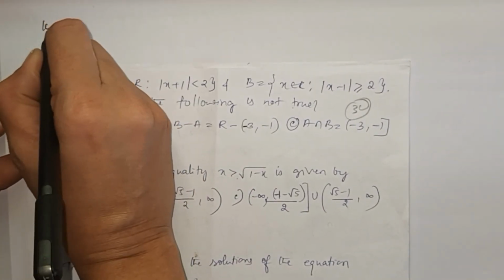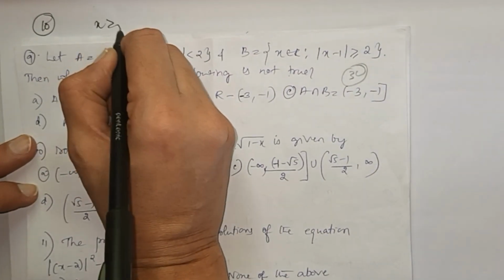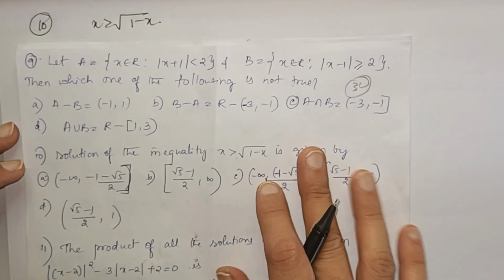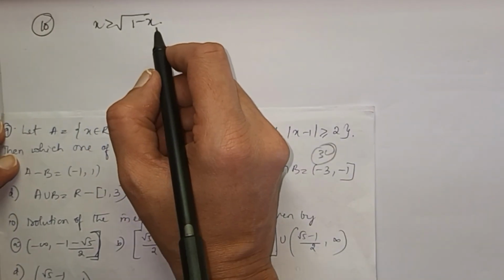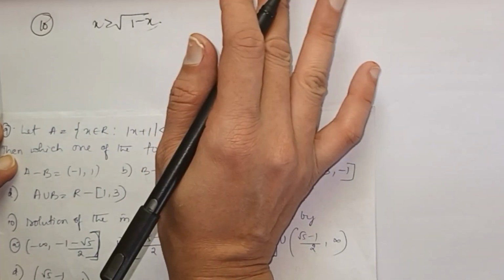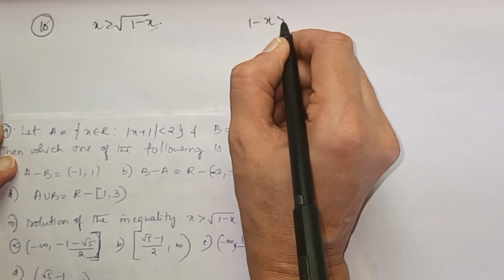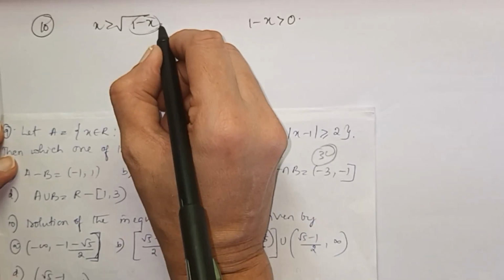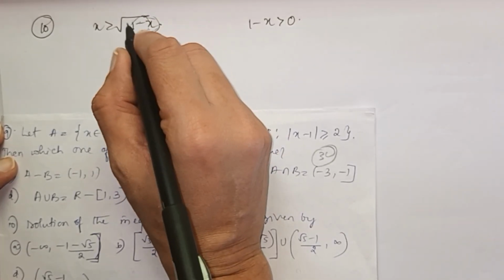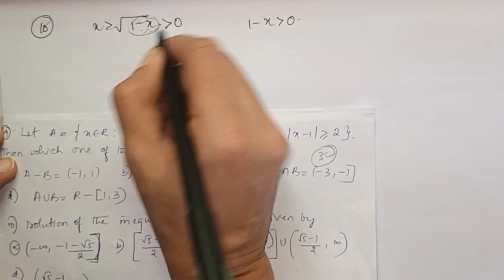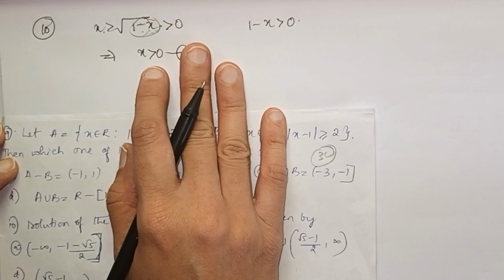See the 10th question. Solution of the inequality x is greater than 1 minus x. This is the question. So we know that the term within the square root should always be positive, then only the square root function is defined. So we have here 1 minus x must be greater than 0. So if this is positive, the square root of a positive number is always positive. So this answer is always greater than 0. So this implies x is always greater than 0. This is one condition we got on x.